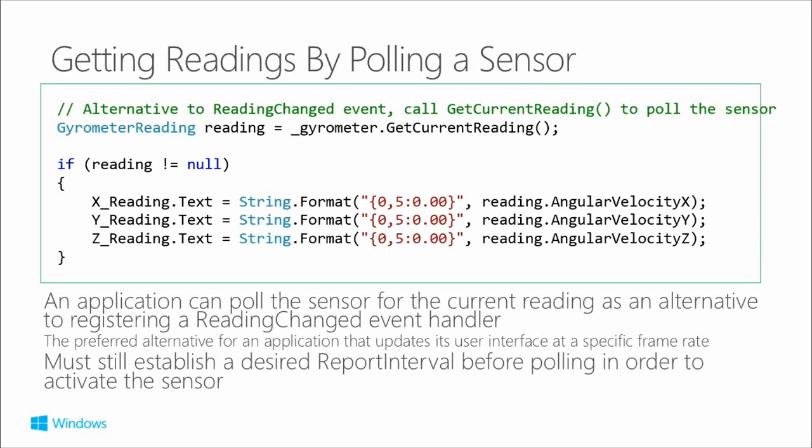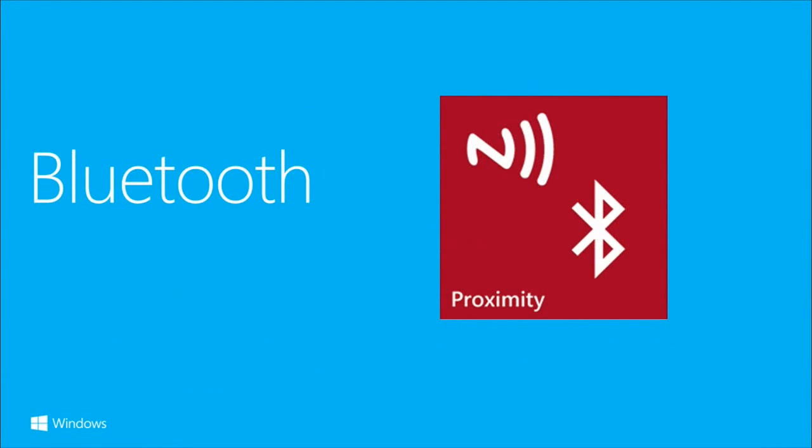And notice that bottom point on the slide. Even if you're only doing one reading, you've got to set a desired report interval before polling, because that's the trigger that actually activates the sensor. So in order to get some sense out of it, you need to do that. Like I said, short and sweet.